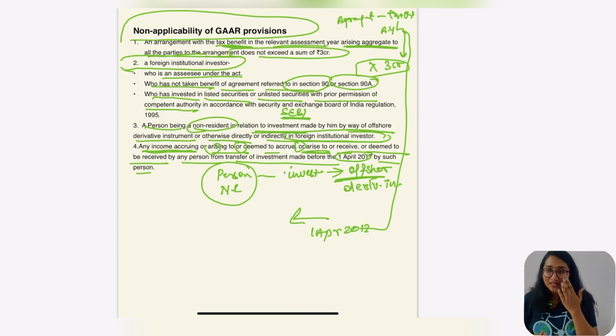So we have completed what? Advanced pricing, we have completed equalization levy, we have completed GAAR provisions. So this was the end of these chapters. Tomorrow onwards, we are going to start assessment of non-residents.